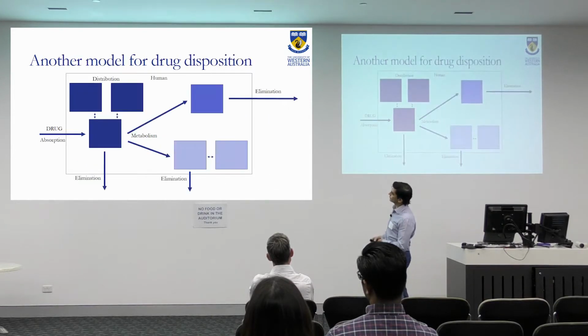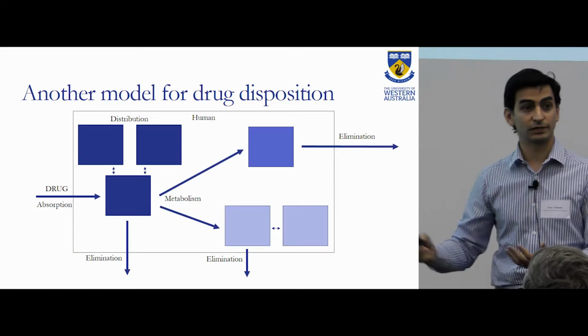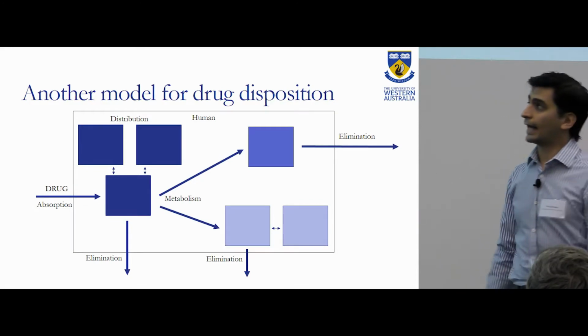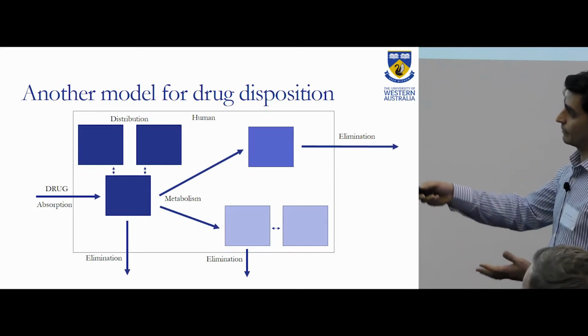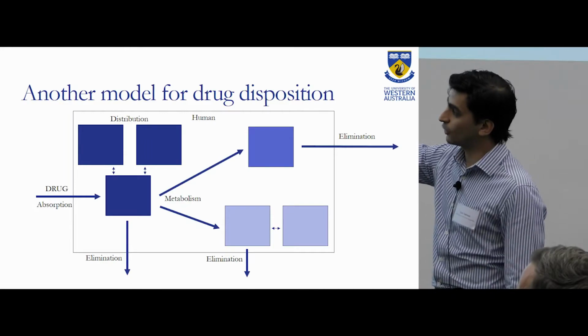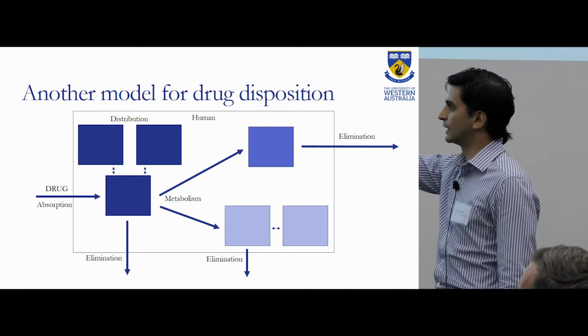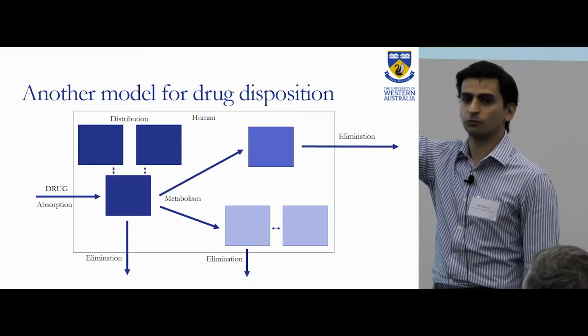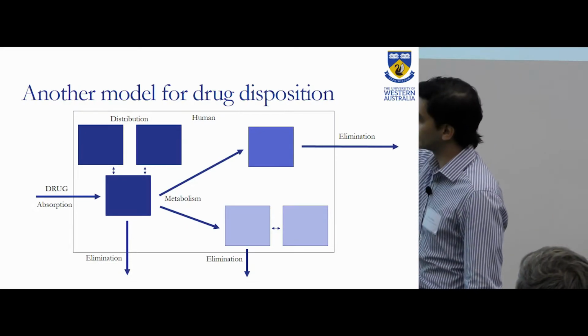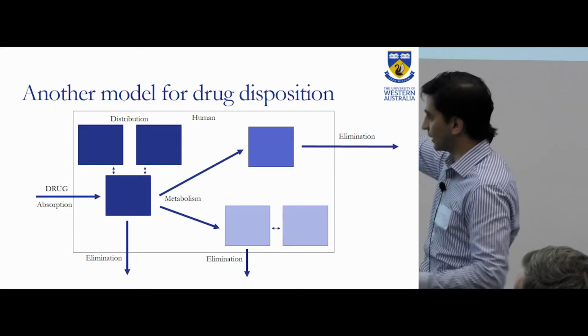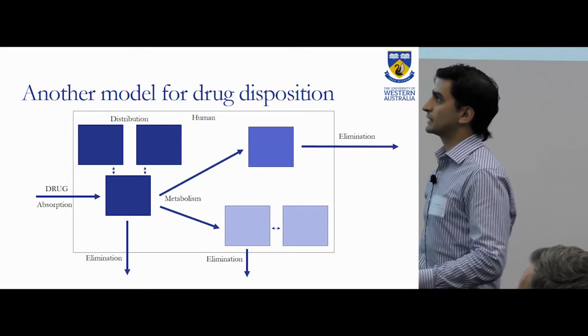Here is another model for drug disposition, and this one obviously is far more complex. You can see the drug itself gets absorbed and then it gets eliminated, but it's got two different metabolites. The drug itself has two different peripheral volumes, and then one of the metabolites has a peripheral volume, and the metabolites get eliminated as well, and it's really, really complex.